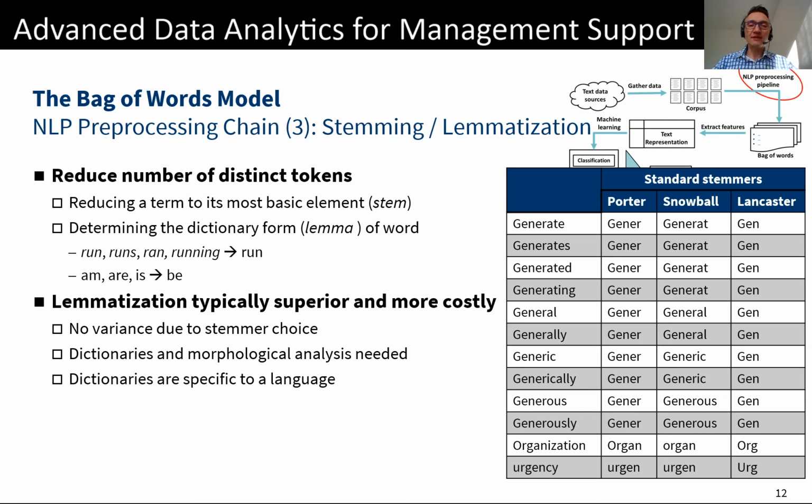And stemming is the basic, the easy, the quick and dirty approach, if you wish, in that you take a word and then you just chop off the end of it. You reduce a term to its basic element, which is called the stem. And then the question is, well, how aggressively do you do that? How much do you take away? And in my example, you see 3 standard stemmers that are in use: the Porter stemmer, the Snowball stemmer, and the Lancaster stemmer.